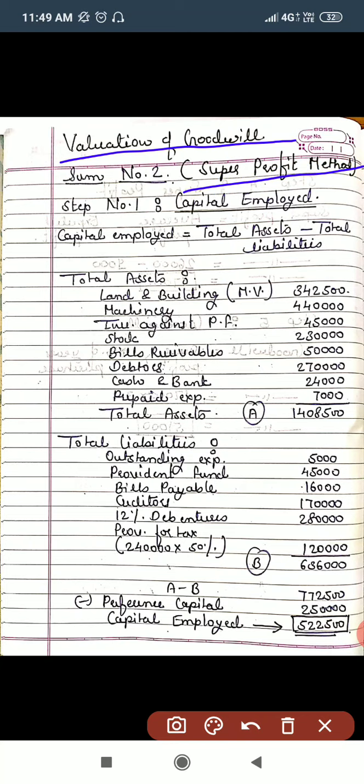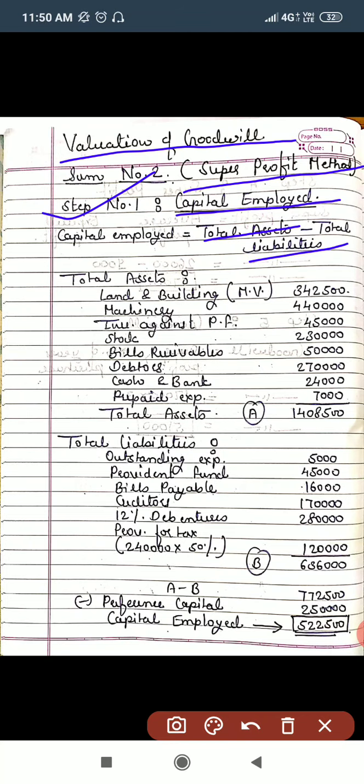follow for this. Step number 1, capital employed. Step number 2, expected profit. Step number 3, average profit. Step number 4, super profit. And the last step, goodwill. Let us start with step number 1, that is calculation of the capital employed. Capital employed is equal to total assets minus total liabilities.